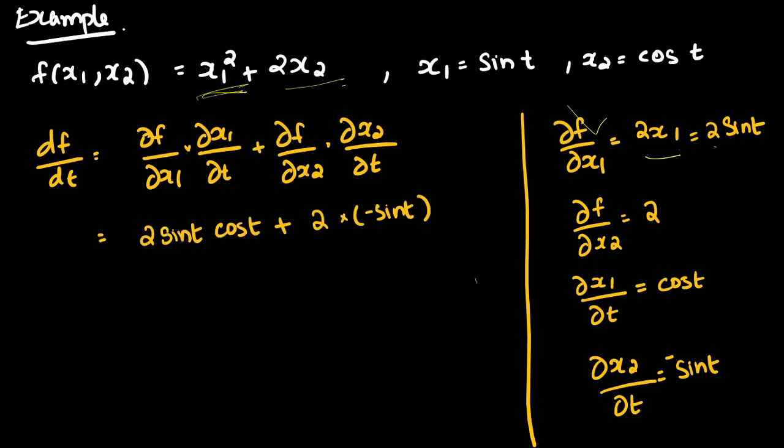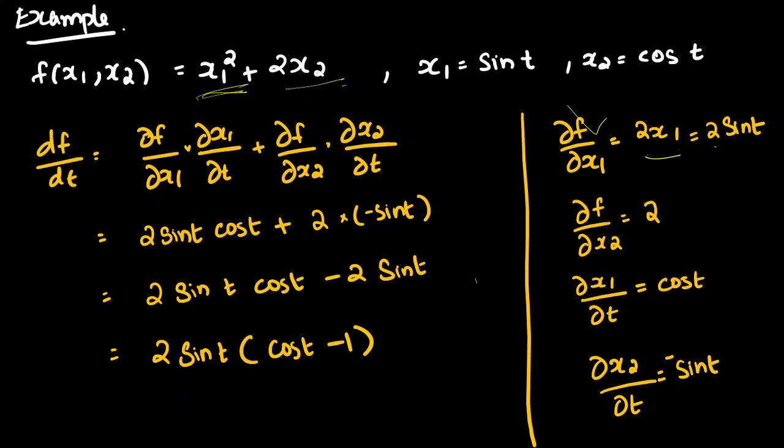Then substitute these four values in the equation, we get it like this. Multiply and take 2 sin t outside, so we will get it like this. So this is the first derivative of this function.